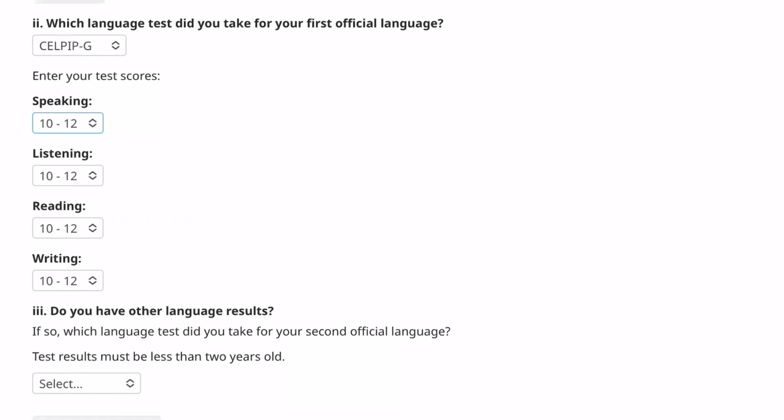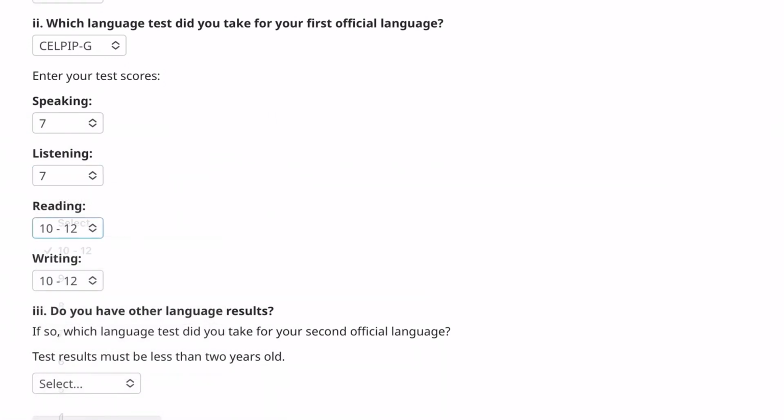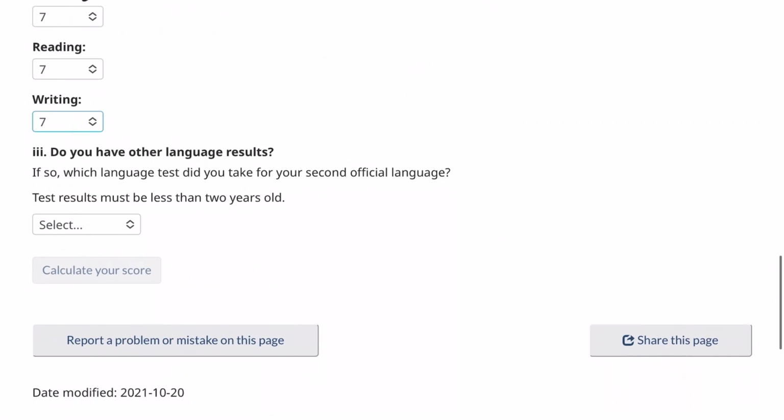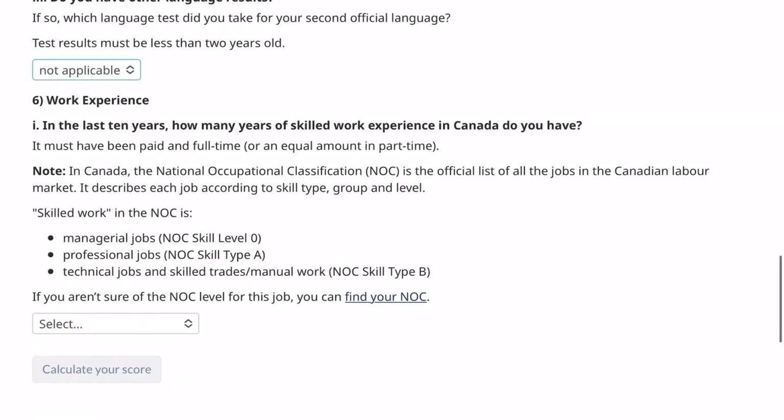So actual results will vary based on your actual test results, but let's take 7 all over. You're just simulating here. It all depends on your confidence. Do you have any other language test? Nope, not applicable.